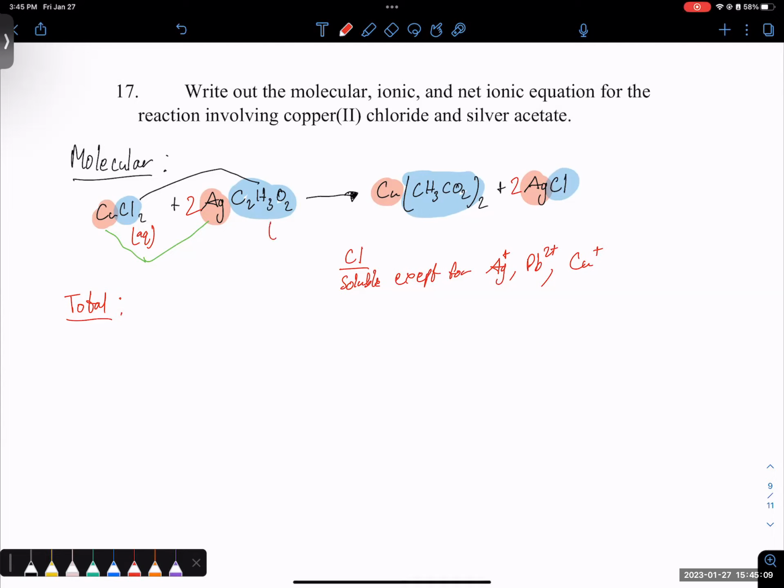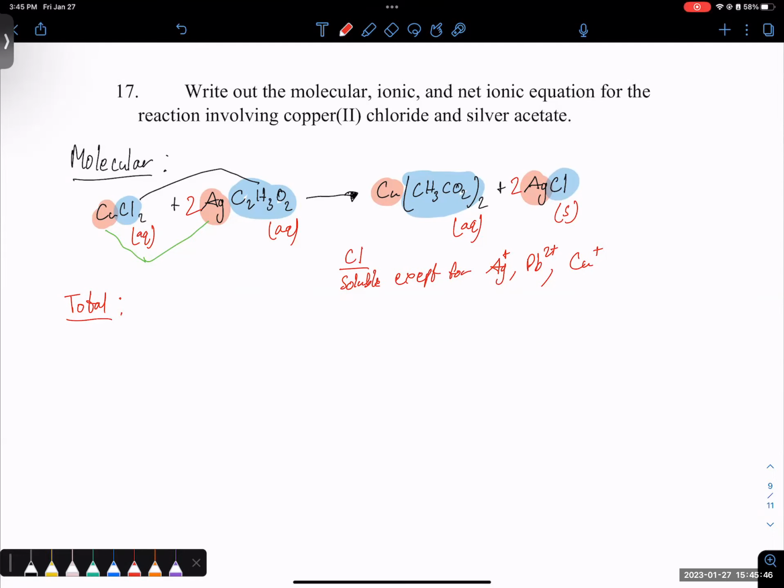Silver acetate, is that soluble or insoluble? Aqueous or solid? It's actually soluble. Acetates are always soluble, even with silver. If you have an acetate or a nitrate, those are always soluble. So aqueous, and the next one is indeed soluble because again you have the acetate. And what about the last one, silver chloride? Insoluble because silver is one of your exceptions. So solid right there.